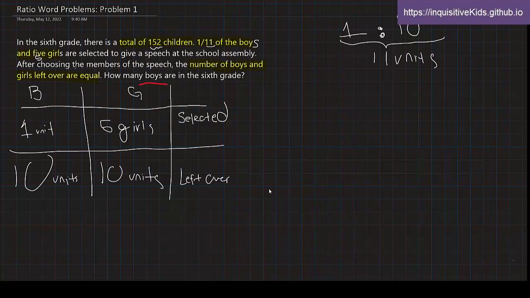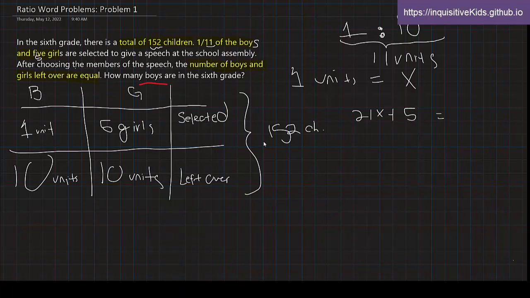Okay, so what do we do now? We know that this entire thing is 152 children. So let's make 1 unit equal to x. How about that? So how many units are here? Well, there's 1, now 11, and 10 more is 21. So 21x plus these 5 girls right here is equal to the total amount of students, which is 152.